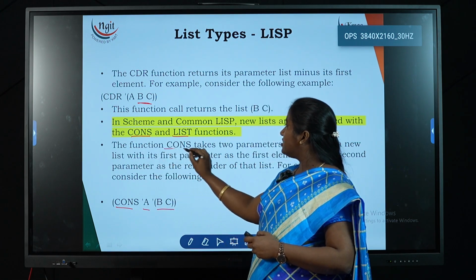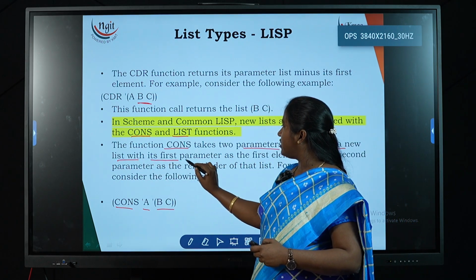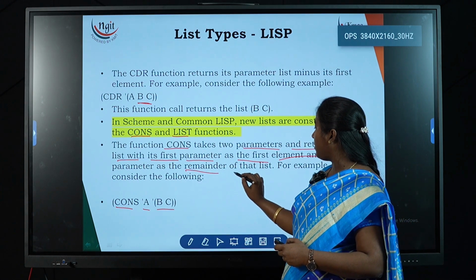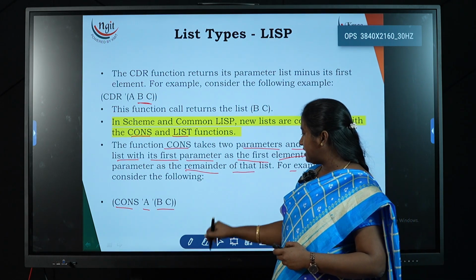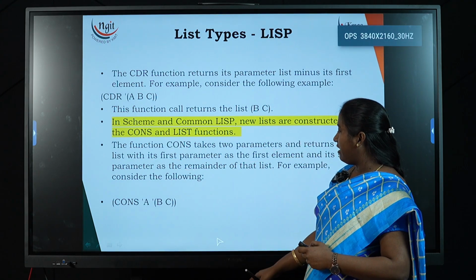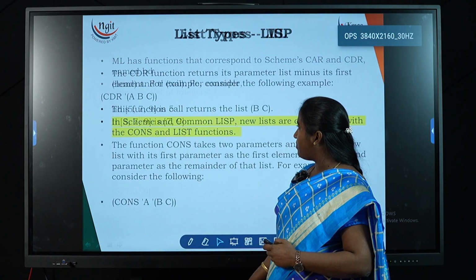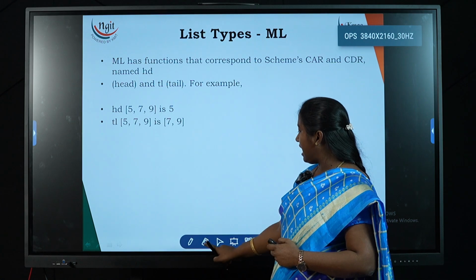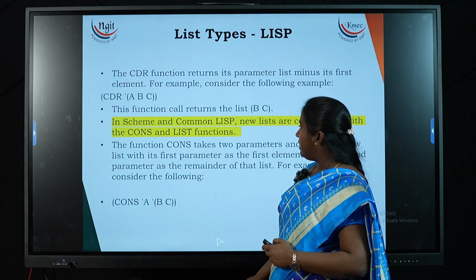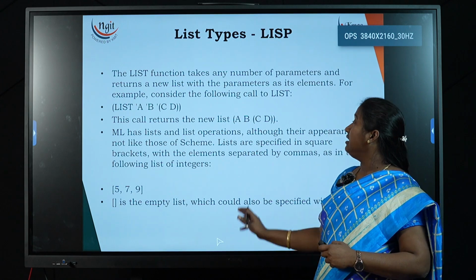Now let's see, the function cons takes two parameters and returns a new list with its first parameter as the first element and its second parameter as the remainder of that list. For example, consider the following, cons A, B, C. If I have cons A, B, C, we'll return A as the return value. Now, let's see the next thing, how list types are being supported in Lisp.